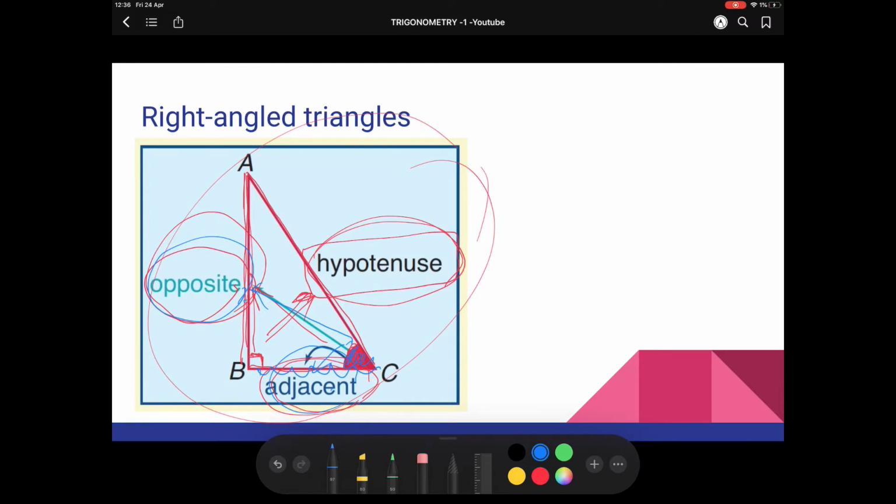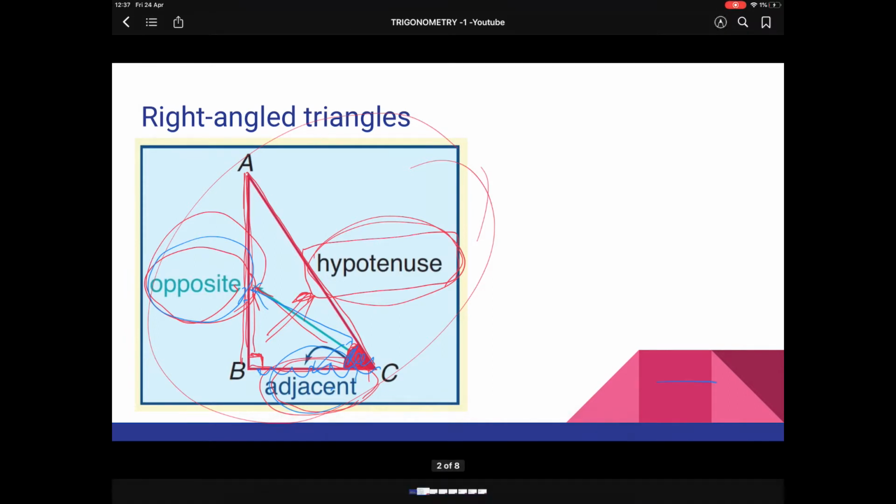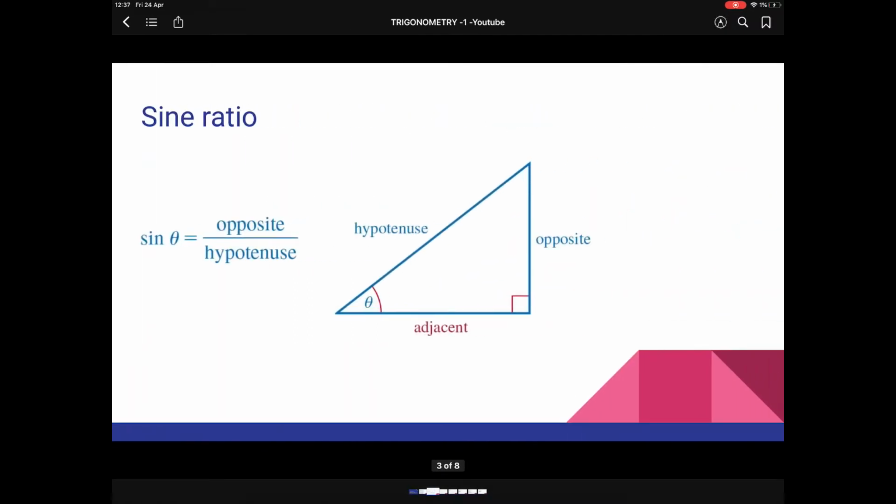Those are the names of the sides that we are going to use in our calculations. There are specific ratios in a right angle triangle. For every different angle, we will have different ratios of sine, cosine, or tangent.